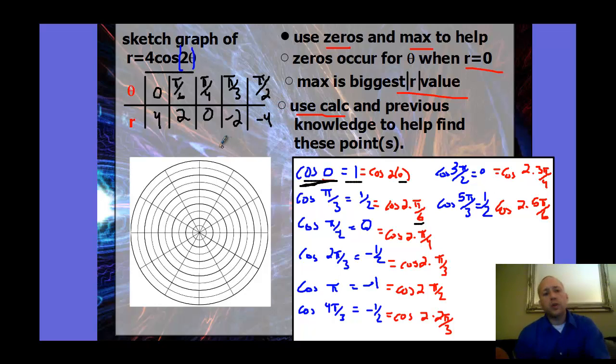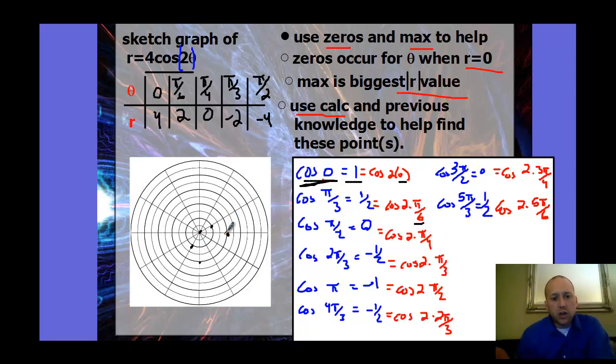And so we can look at the polar points. At 0 degrees, we're at 4 out. 1, 2, 3, 4. At pi sixths, here we're at 2. At pi fourths, we're back at 0. At pi thirds, which is the line up here, we're at negative 2. So I'm going to come down and go negative 2 in the opposite direction. Then at pi halves, we're in the opposite direction, negative 4. So a distance of 4. 1, 2, 3, 4 would be here.